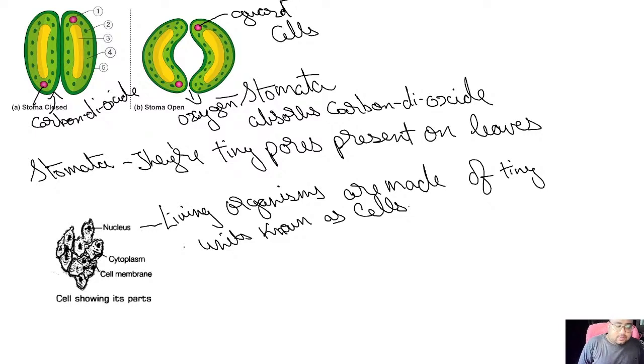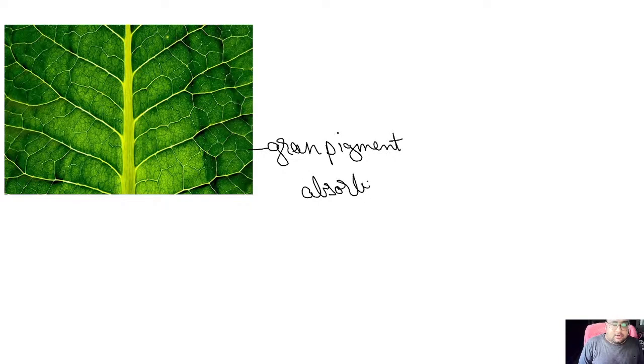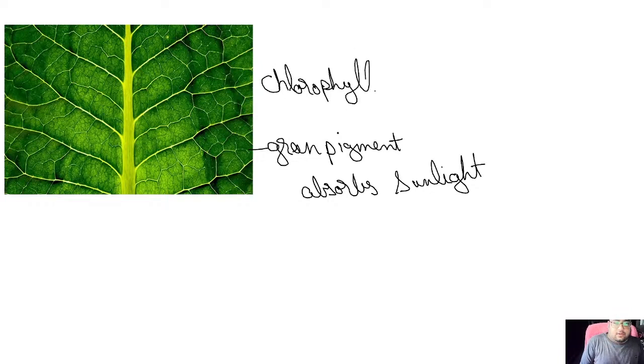So we'll talk about the process of photosynthesis. You can see here the leaf. The green pigment present on this absorbs sunlight. This is known as chlorophyll. Usually this is present in leaves, and it absorbs sunlight.